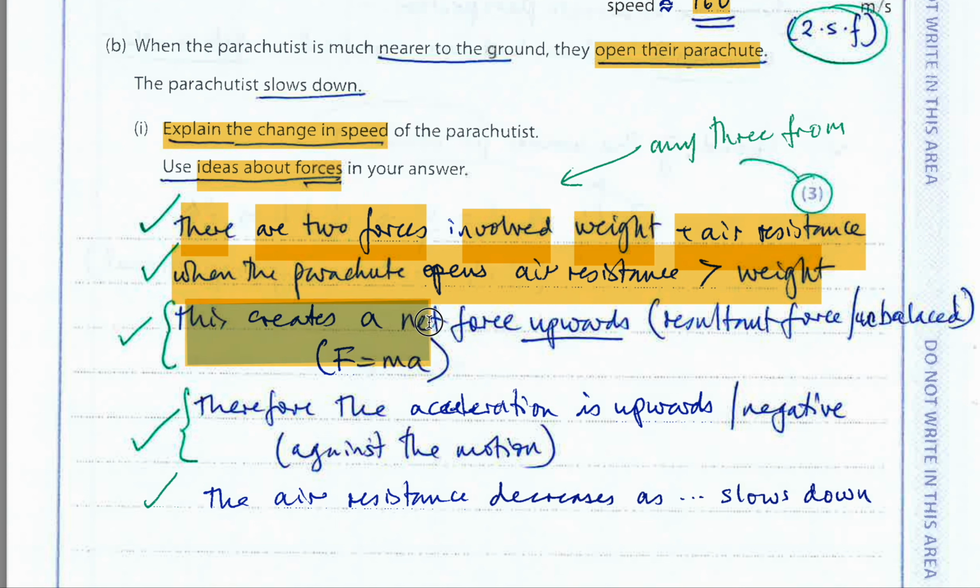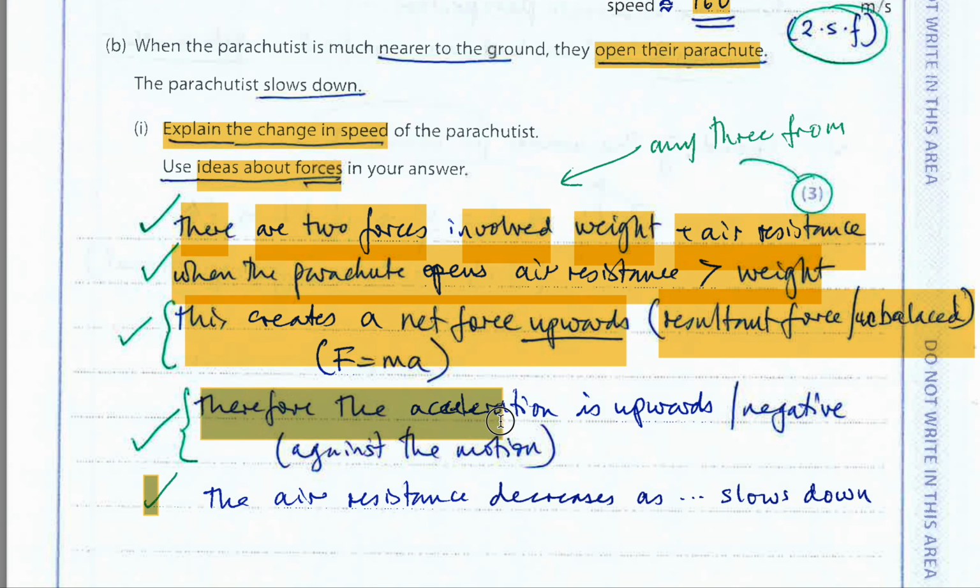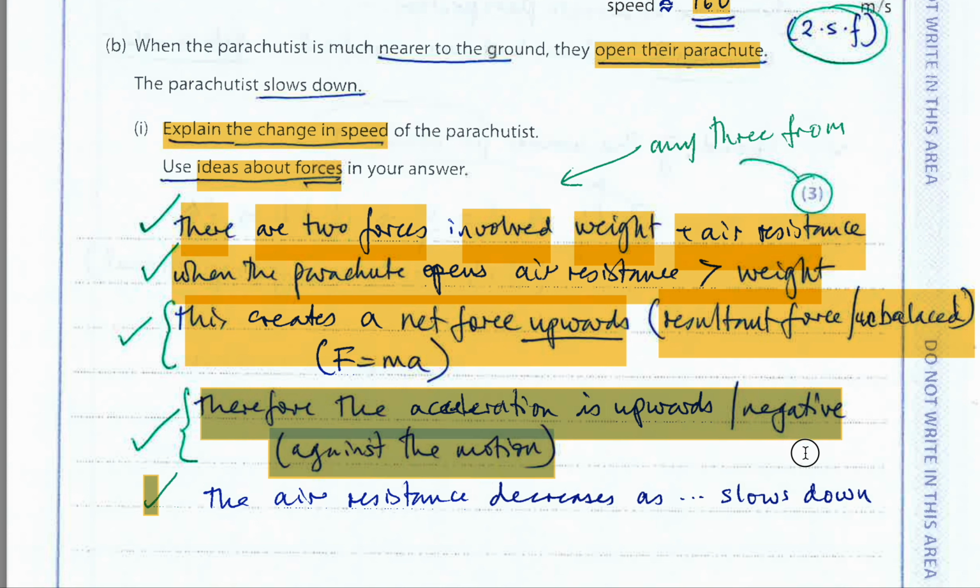This creates a net force upwards. I should have really written a resultant force upwards or an unbalanced force upwards, because now the air resistance, which is against the falling motion, is greater than the weight. Remember, the weight never changes because it's the same parachutist, and therefore the acceleration is also upwards, or negative, or against the motion. As long as you are explaining the acceleration direction, you'll get a mark. If you just say the word acceleration without explaining it, you're not going to get the mark.